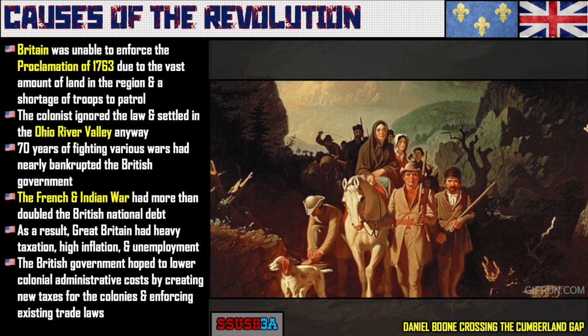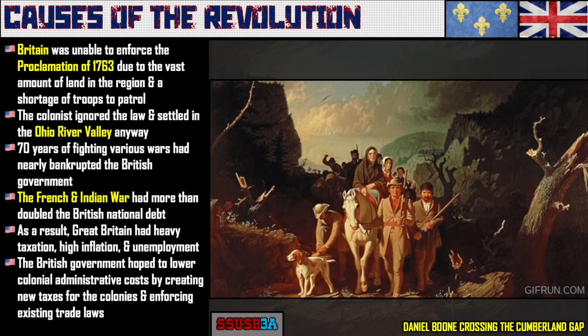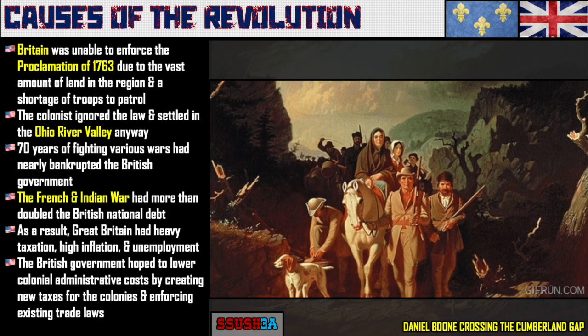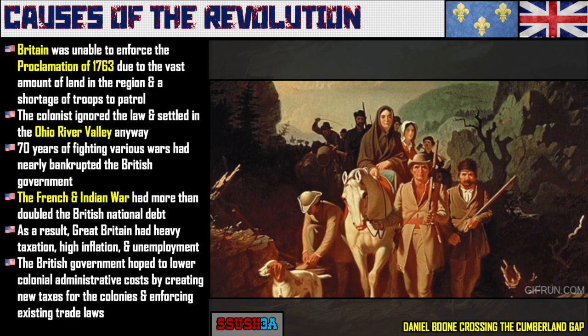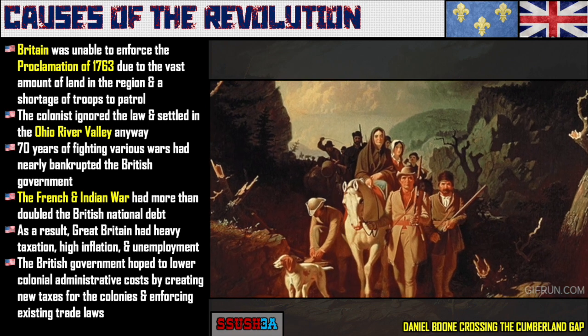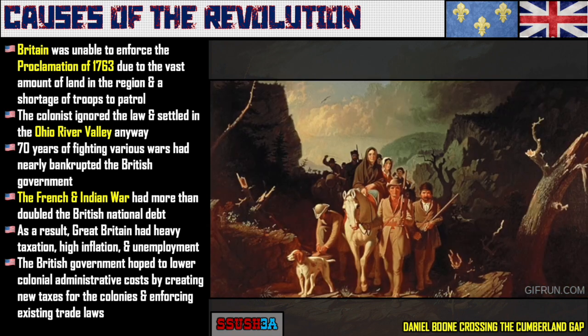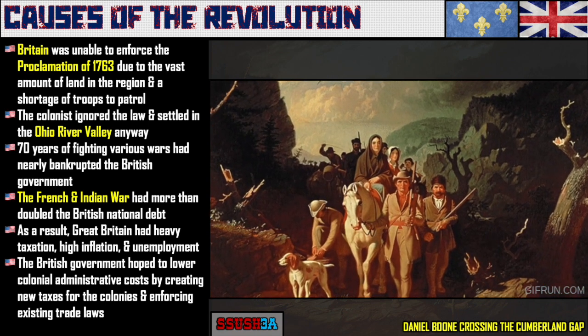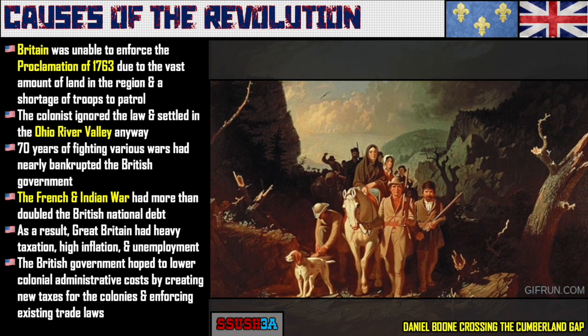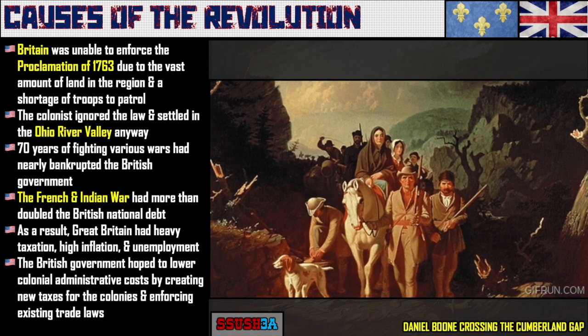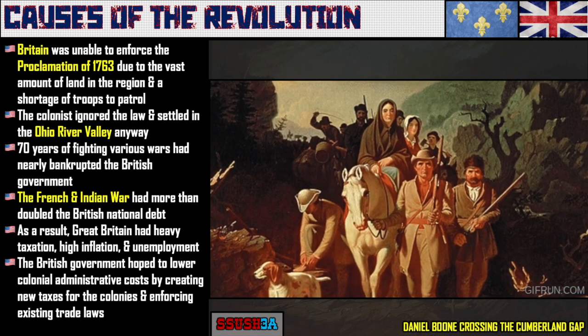Seventy years of fighting various wars had nearly bankrupted the British government. The French and Indian War had more than doubled the British national debt. As a result, Great Britain had heavy taxation, high inflation, and high unemployment. The British government hoped to lower colonial administrative costs by creating new taxes for the colonies and enforcing existing trade laws. Essentially, Britain planned to tax the colonies in order to pay for the debt caused by the French and Indian War. Sounds reasonable. I mean, Americans love new taxes.